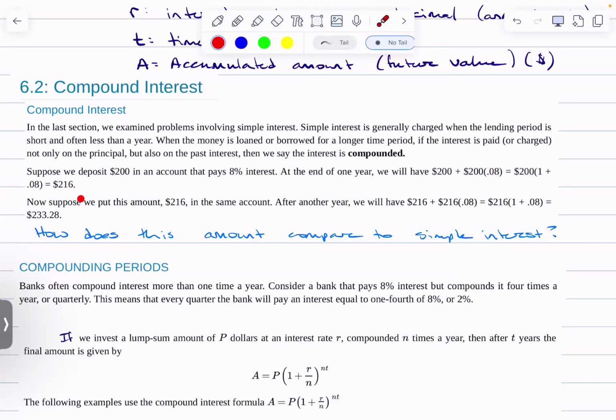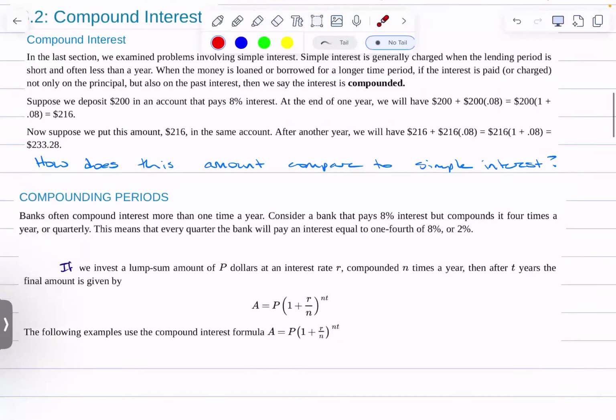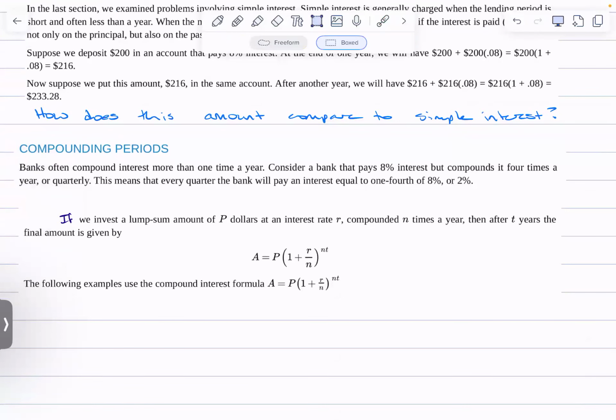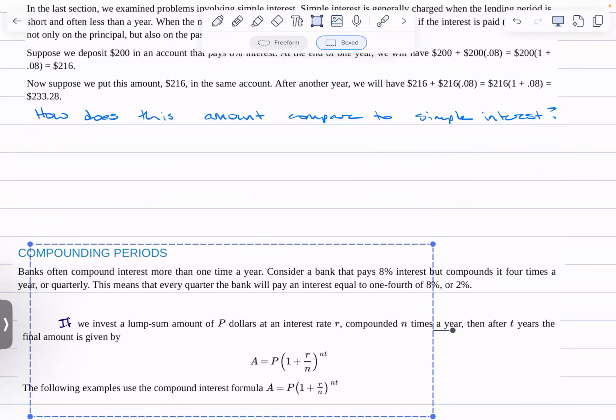Now, what's going to happen in compound interest is, what if you put this amount, 216, back into the account, right? Let it grow again. Now you're not just starting from 200, you're starting from 216. Okay? So then after another year, we're going to have 216 plus 216 worth of interest times 0.08, which puts us at 233.28. Now, as an exercise, I want us to establish, well, how does that compare to simple interest, right?